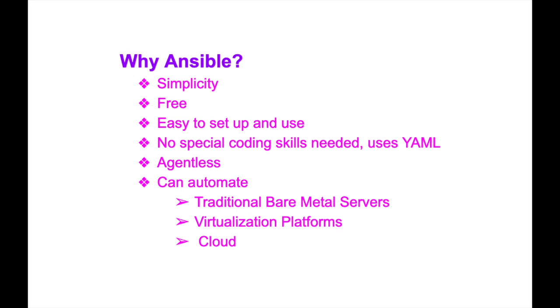Ansible is agentless. With configuration management tools such as Chef and Puppet, you have to install an agent on every system you want to manage. Ansible just requires that the system have Python and SSH. You can automate traditional bare metal servers, virtualization platforms, and cloud. Some examples of systems and devices you can automate: databases, storage devices, networks, firewalls, and much more.